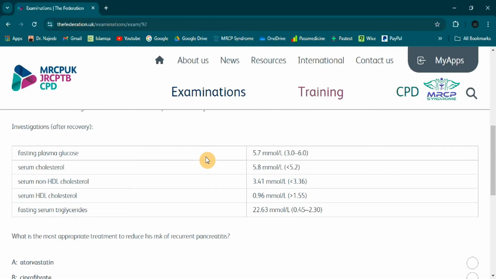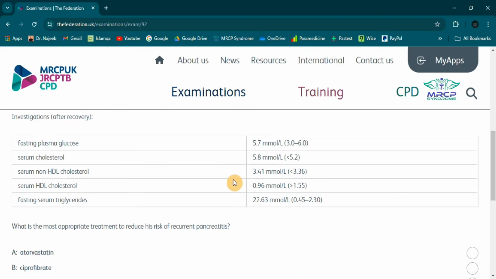Investigations after recovery showed fasting plasma glucose 5.7, serum cholesterol 5.8, non-HDL cholesterol 3.41, HDL cholesterol 0.96, and fasting serum triglycerides 22.63. What is the most appropriate treatment to reduce his risk of recurrent pancreatitis?